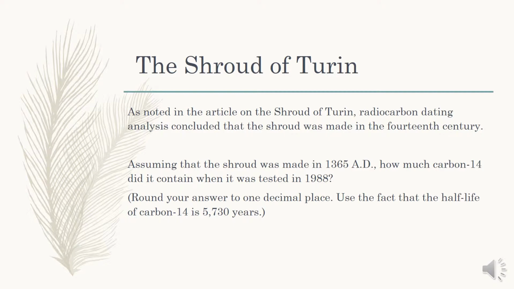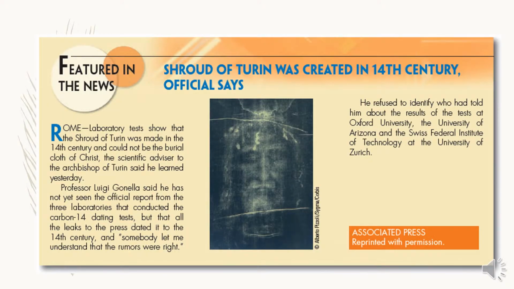Assuming that the shroud was made in 1365 AD, how much carbon-14 did it contain when it was tested in 1988? All right, so here is the Shroud of Turin. This is the cloth that they believe that Jesus was wrapped in. Right, so you can see the impression that it left. I'll give you a second. You can pause the video if you would like to read this article.